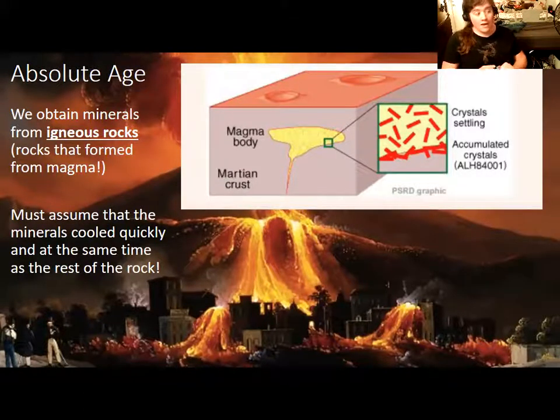Kind of like how, when dealing with the mid-ocean ridge, I talked about how the little magnetic iron flecks would face in different directions depending on whether you had normal magnetic polarity or reversed. It would stay that way once the rock was cooled, kind of like this. This is kind of the same deal. You have to assume the minerals cooled quickly and at the same time as the rest of the rock, and that can be tricky.